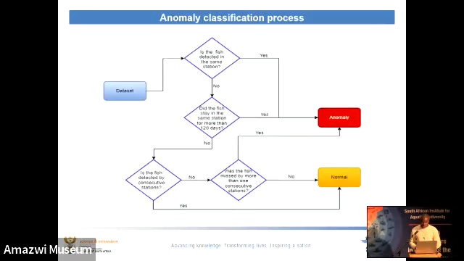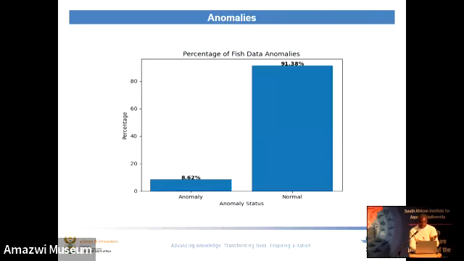This is basically the flowchart that we have created based on our criteria. It summarizes everything in terms of how we found our anomalies, and this is the distribution of the anomalies in the data. We can see that the data that we're working with is very unbalanced.